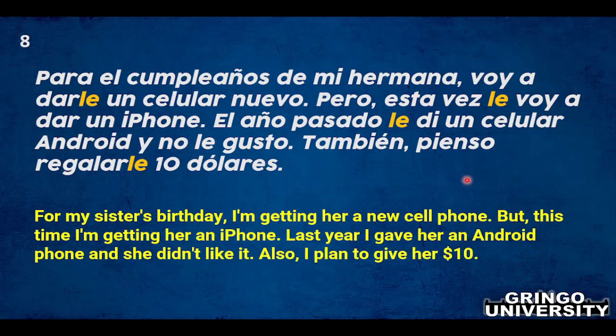I put here le because my sister is the one who's going to receive the gift. In Spanish, you have to put these indirect pronouns. Again, le because she's going to receive it, and le because she's going to receive it. In this sentence, I'm talking about my sister, so I only have to put my sister once because I'm going to keep talking about her. I don't have to put a mi hermana, a mi hermana, a mi hermana, because that will be redundant. I only have to put it once. Okay, let's continue.